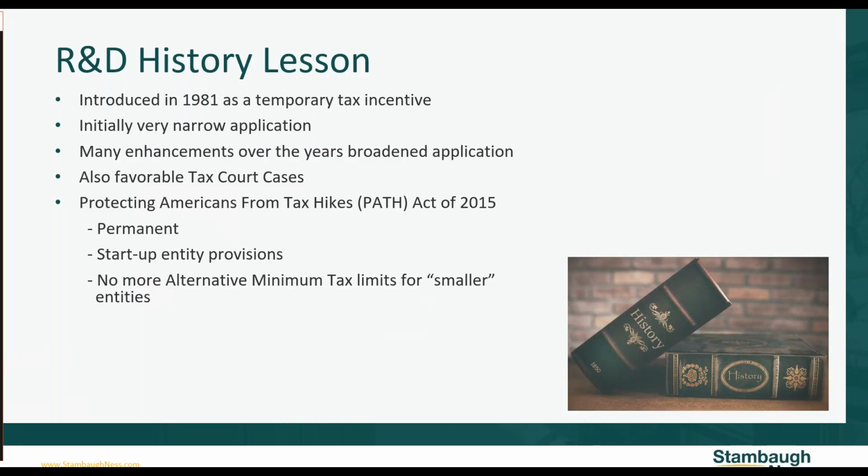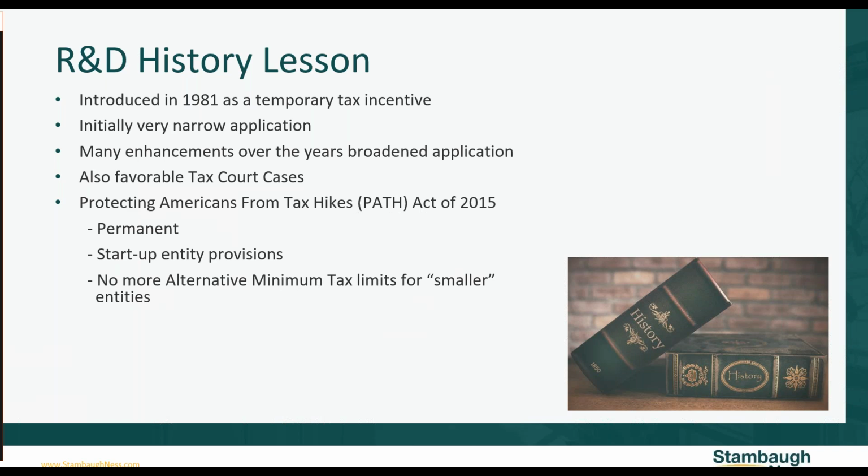And let's start with just a brief history of the Research and Development Tax Credit. It's been around for a long time. It's been around since 1981. Back in 1981, the Reagan administration introduced the R&D tax credit. But at that point, it was very narrowly applied, and it was supposed to just be a temporary tax incentive to help maybe kickstart the economy, keep some jobs on U.S. soil, and generate some innovation on U.S. soil.